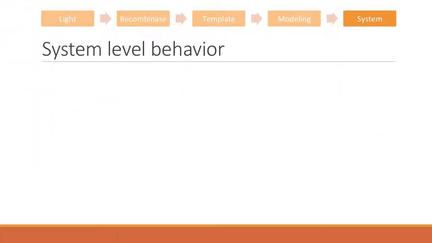Now I'll describe the system-level behavior. What we want to be able to do is insert 3 template DNA strands into a cell, and then determine which type of logic gate that forms into by modulating it with pulses of light. Here are the steps to do so.